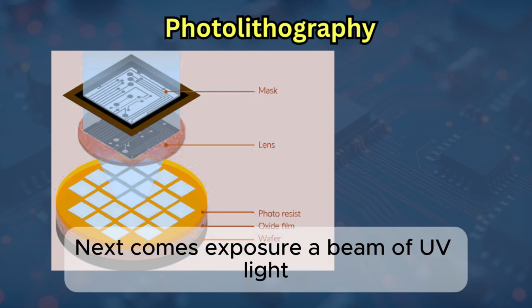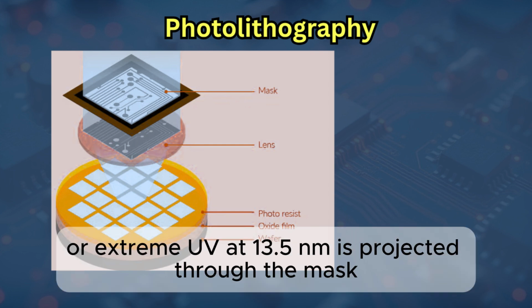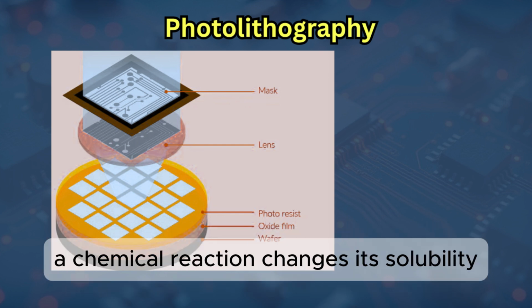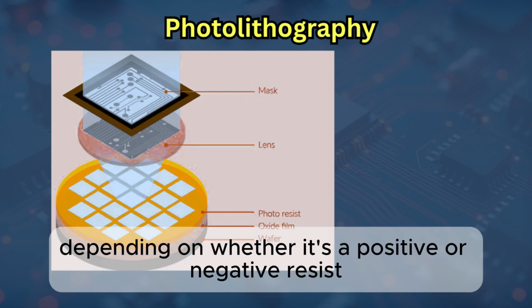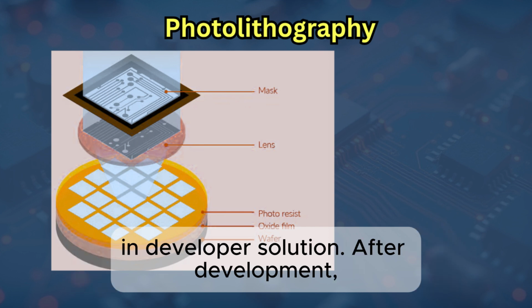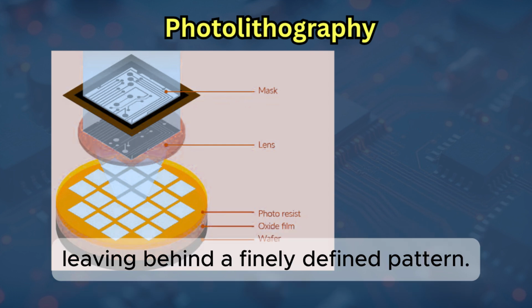A beam of ultraviolet light, either deep ultraviolet light at 193 nm or extreme UV at 13.5 nm, is projected through the mask. Where light hits the photoresist, a chemical reaction changes its solubility. Depending on whether it's a positive or negative resist, the exposed regions become either more or less soluble in developer solution. After development, the unprotected photoresist is washed away, leaving behind a finely defined pattern.